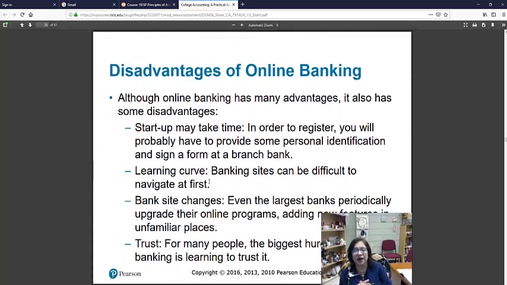The disadvantages, okay, the startup may take time to register. You'll have to provide some personal information. There is a learning curve. Sometimes it's difficult to navigate the online banking information. If there are any changes and they upgrade their online programs, of course, you have to go ahead and have another training or learning curve as well. And the biggest thing, of course, is to trust the online banking, trust what's happening, and make sure that everything's okay.